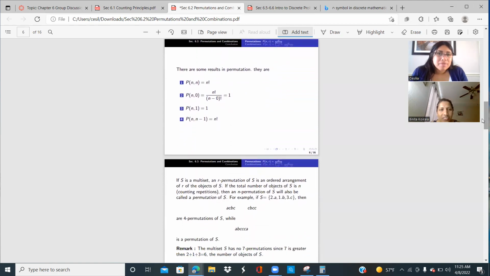Go over these ones. Here are some results in permutations. P(n, n) will be n!. P(n, 0) will be n! over (n minus 0)!, which is 1. P(n, 1) equals n. P(n, n minus 1) equals n!.